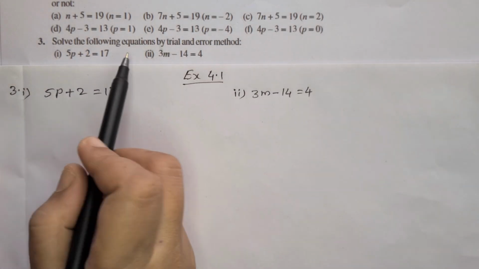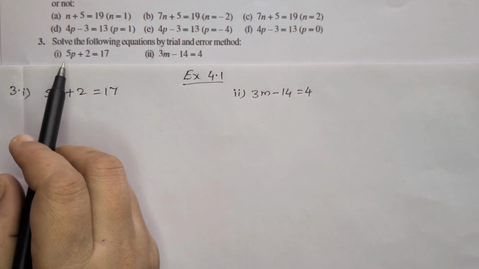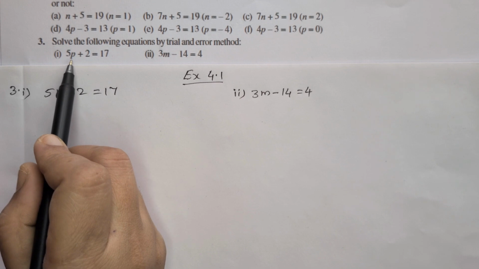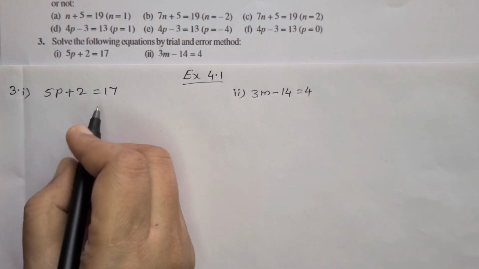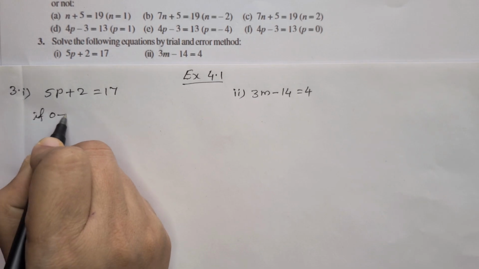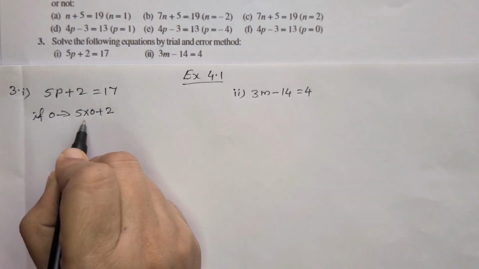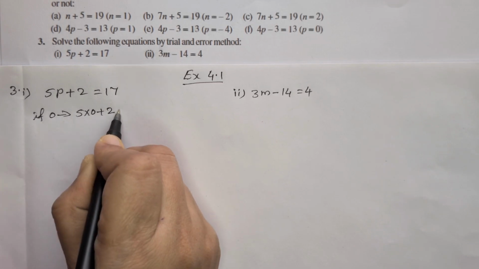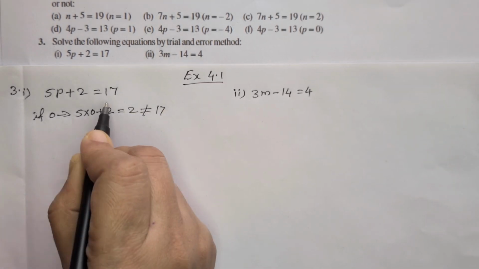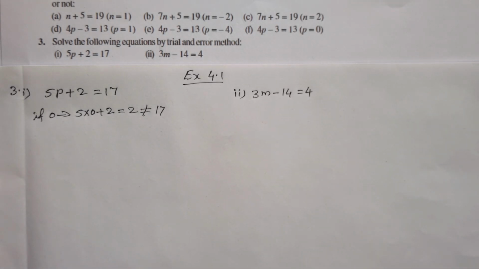Third question, solve the following equations by trial and error method. For the variable, we can put any value. If we are putting 0, if p is equal to 0, then the equation will become 5 into 0 plus 2. That means 5 into 0 is 0, 0 plus 2 is equal to 2. That is not equal to 17. So 0 is not the solution.